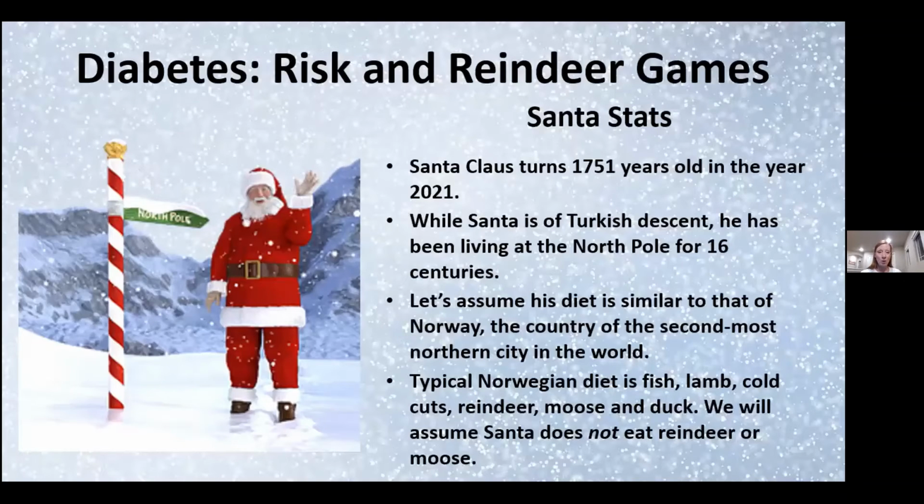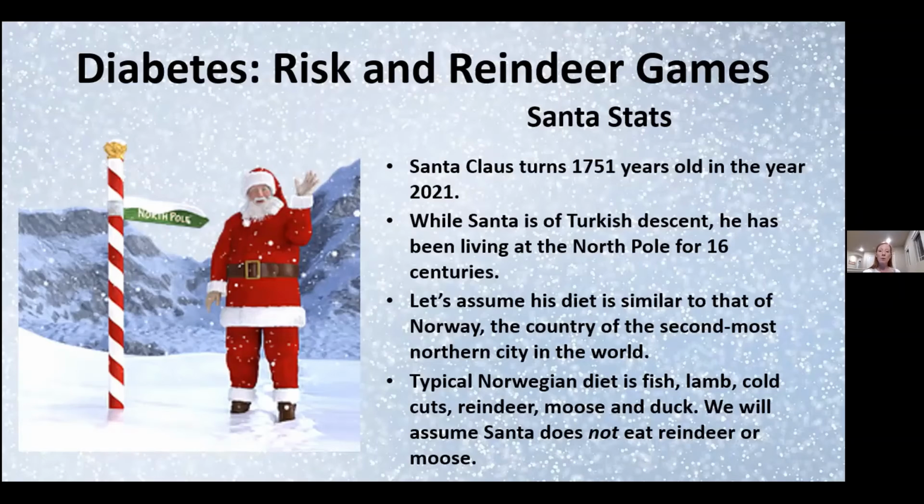So this year, 2021, Santa Claus turns 1,751 years old. He is of Turkish descent, but he's been living at the North Pole for 16 centuries. So for the purposes of our fun and reindeer games, we are going to assume that his diet is similar to that of Norway, which is the country of the second most northern city in the world, because the North Pole is the first northernmost.